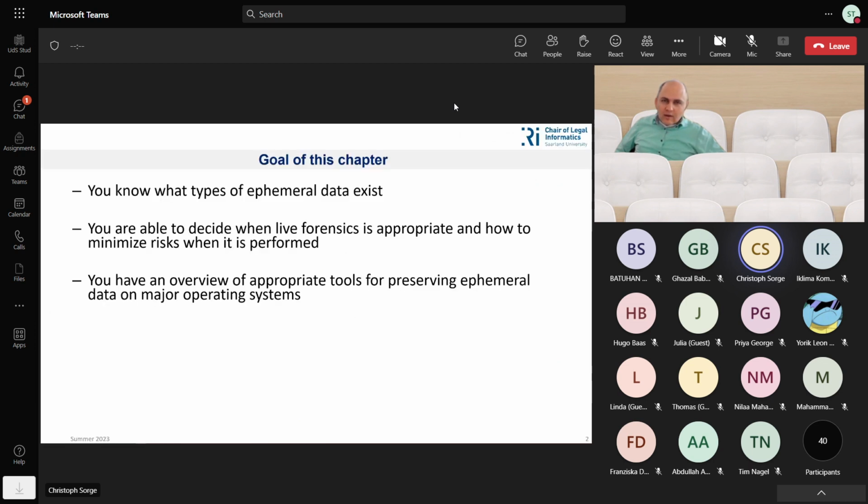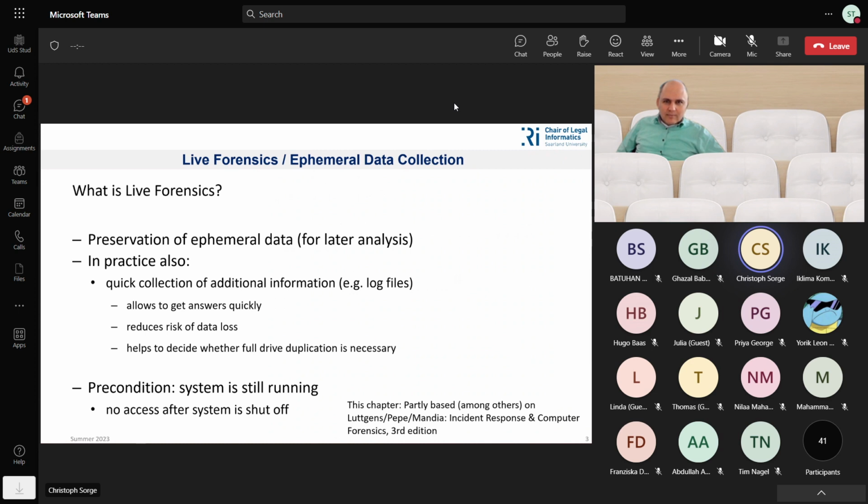Now, the goals of the chapter are that you know what types of ephemeral data there are. There's a large number, but we will look at some four categories. We will look at how to decide whether we should try to access ephemeral data and perform live forensics. And we will briefly mention some tools, though, as usual, the main part of the tools discussion is going to take place in the tutorial.